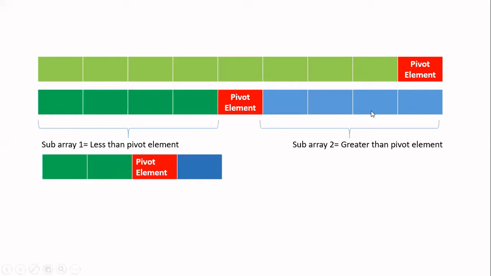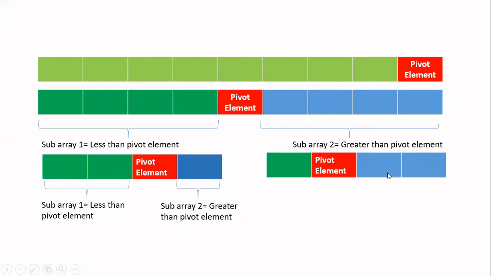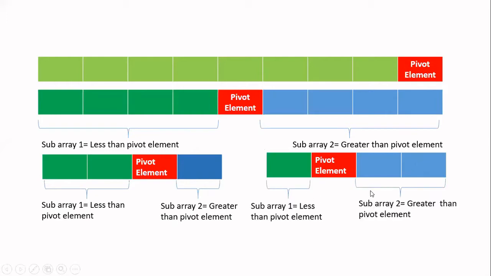Now let us consider this blue color, the right part here. If you consider this, again you choose the pivot element and put it in the correct place, that is shown by the red color. Now all the elements in the green color will be less than or greater than the pivot. What is the answer? Less than the pivot. And all the elements in the blue will be greater than the pivot. Now you have divided this array into 2 subarrays.